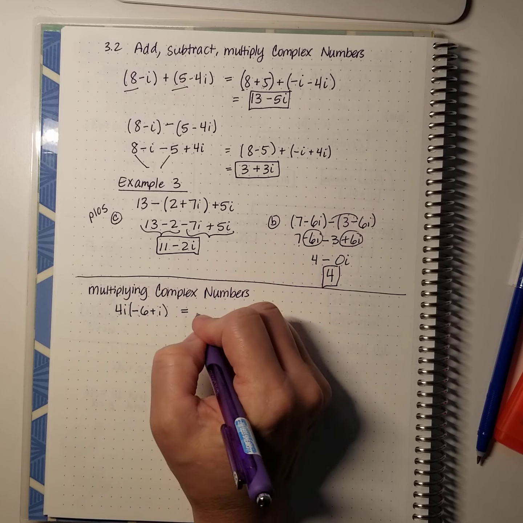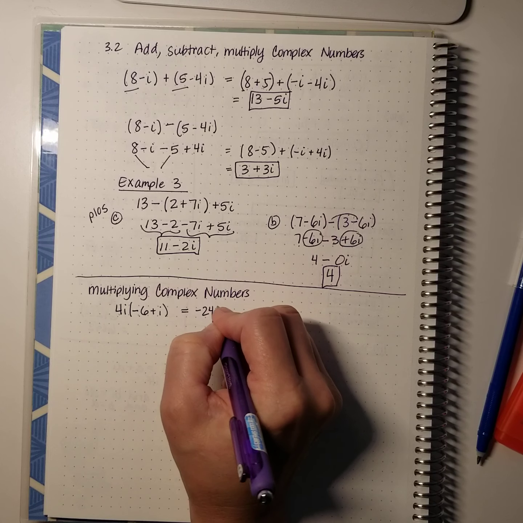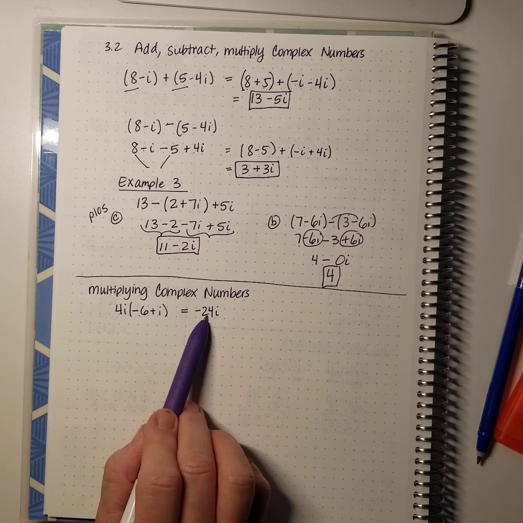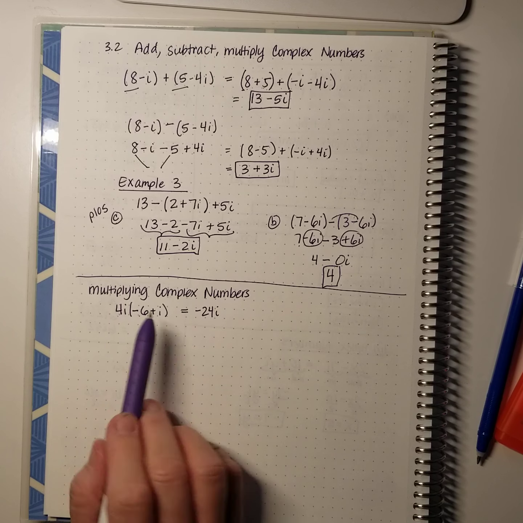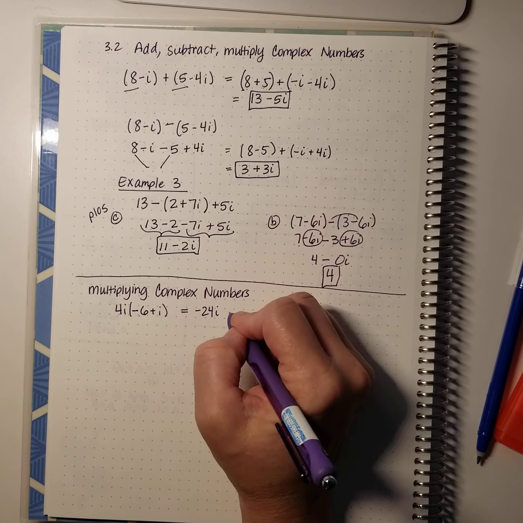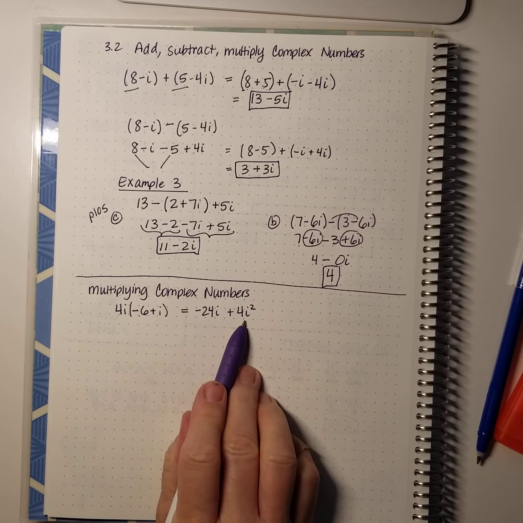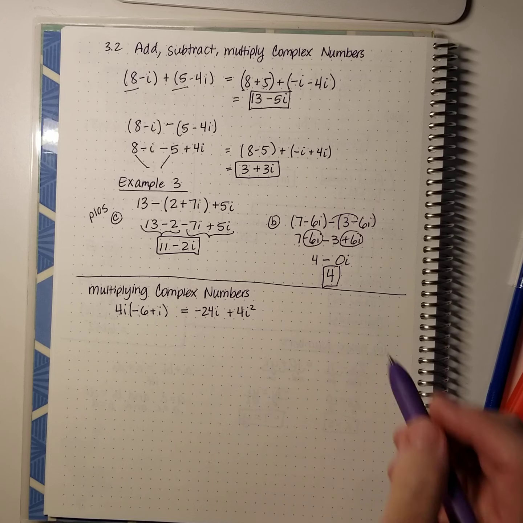4 times -6 is -24i. So we're really treating i just like x, just like any other variable here. So we have -24i, and then we're going to have 4i times i, which is going to yield 4i squared. Well, that's really interesting. What does i squared equal?